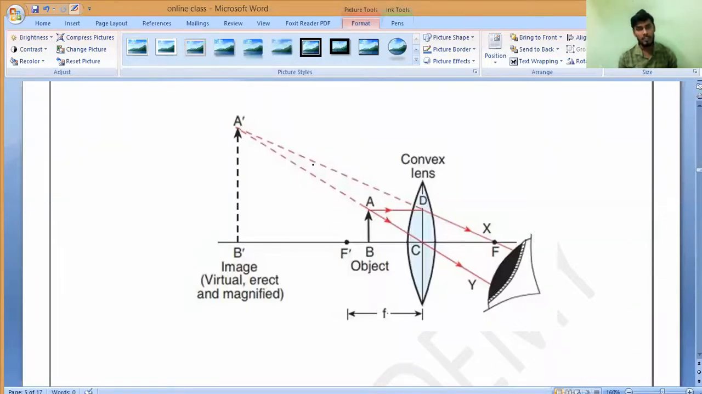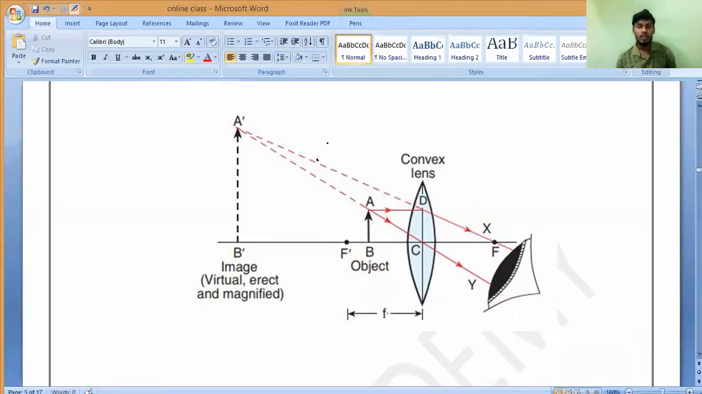Why are they represented here with dotted lines? Anybody? Because they are virtual lines, because it is a virtual image. That is the reason.